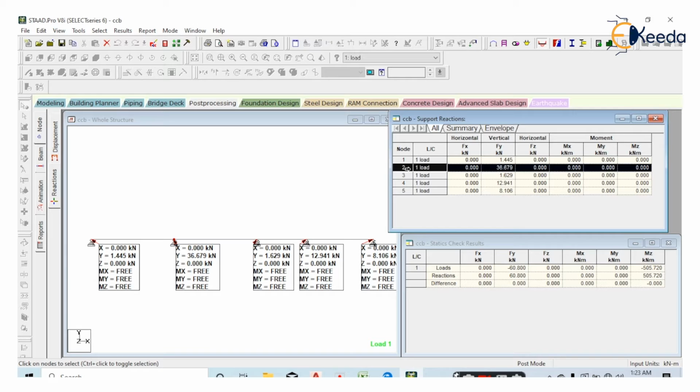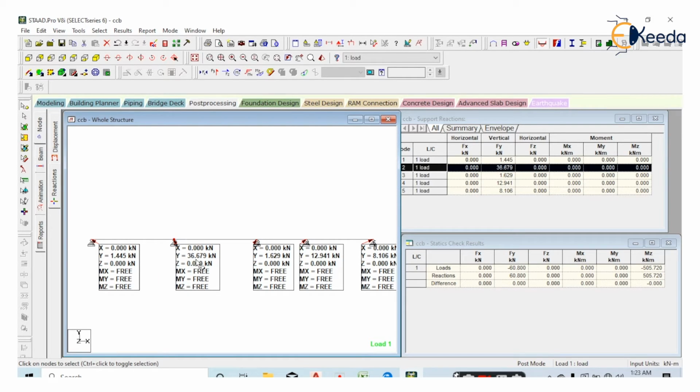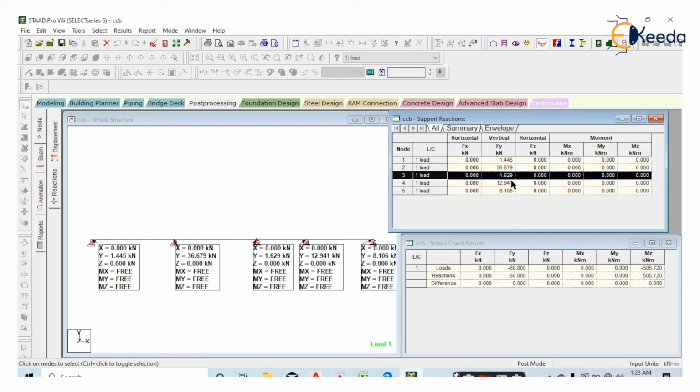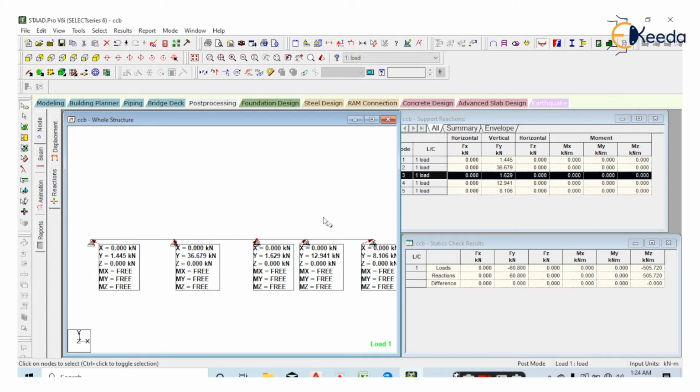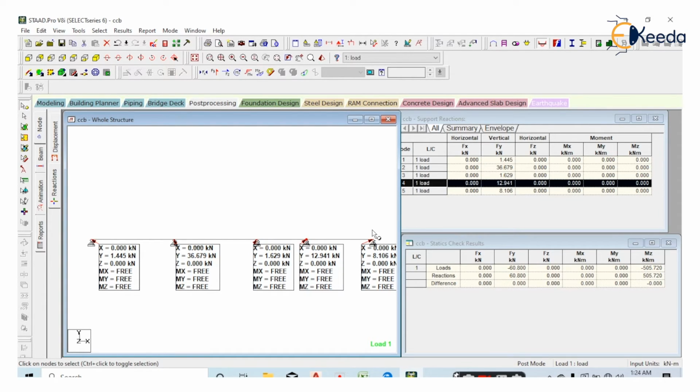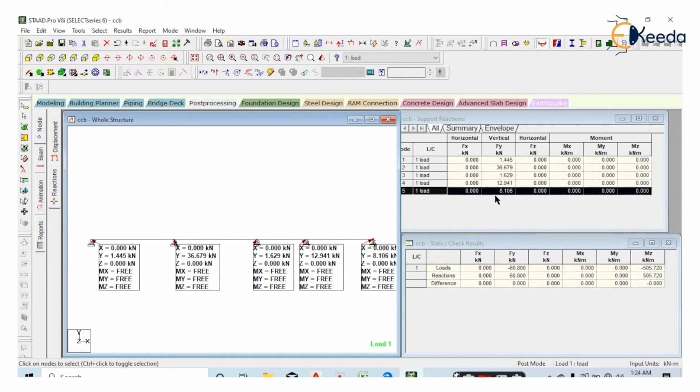In node number 2, there is a reaction of 36.679 kilonewton. Look at this. Okay. In third node, there is a reaction of 1.629 kilonewton. In fourth node, there is a reaction of 12.941 kilonewton. In fifth node, there is a reaction of 8.106 kilonewton.